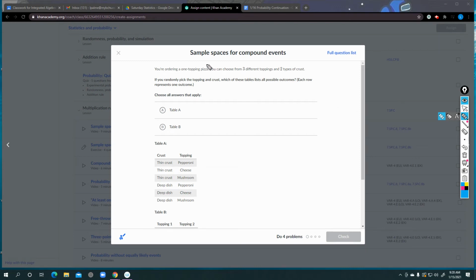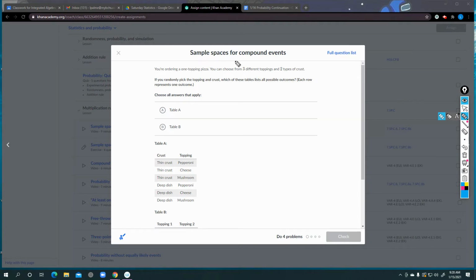In today's video, we are going to go over sample spaces for compound events. Now, if you remember, sample spaces are everything that we're dealing with in our situation. And compound events is we're going to take those different pieces of information and put them together into kind of groups to compound them together.